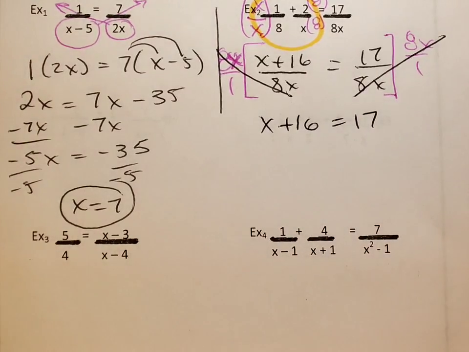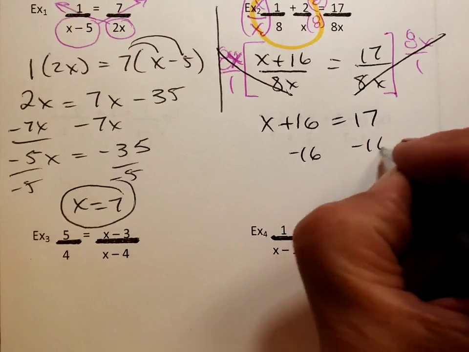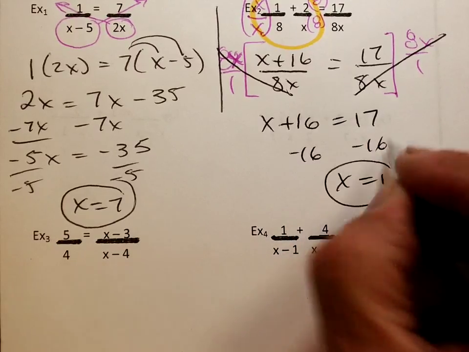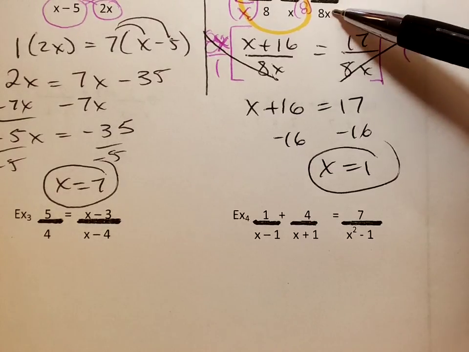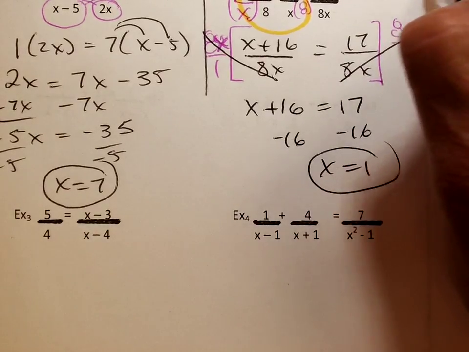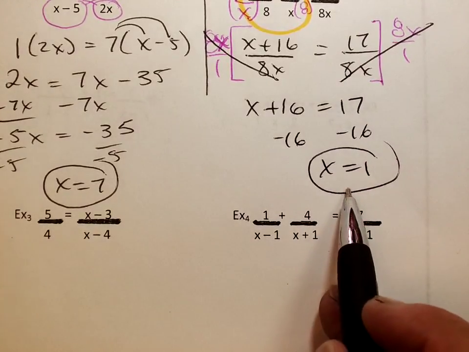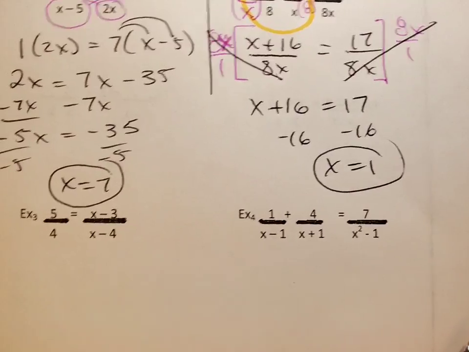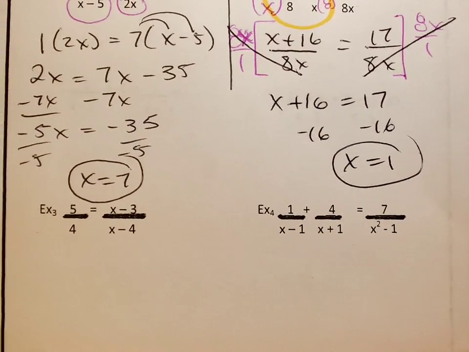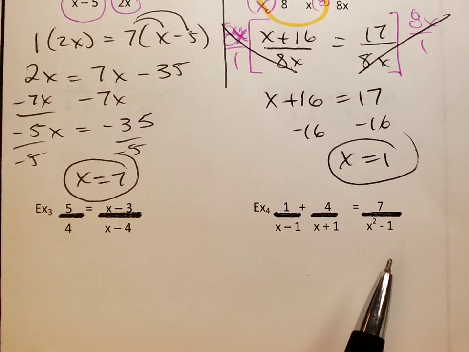So when you get your common denominator for all fractions, you can almost just get rid of your fraction, right? Get rid of your denominator. And now I can just solve, minus 16, x equals 1, which is okay. X just couldn't equal 0 up here. X cannot equal 0. X equals 1 is fine. Okay, I like this trick. We're going to see this trick again as we work through some of these problems, okay?